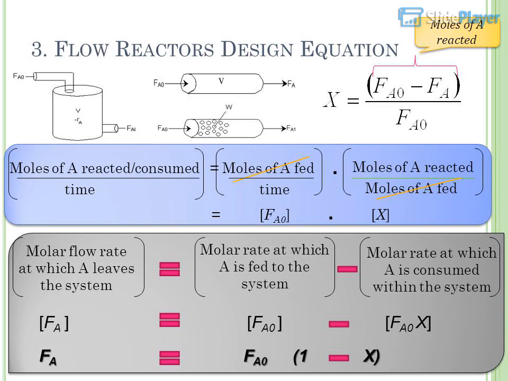3. Flow reactors design equation. Moles of A reacted, or consumed, equals moles of A fed times moles of A reacted per mole of A fed, which equals F_A0 X. F_A0 is the molar rate at which A is fed to the system, F_A0 X is the molar rate at which A is consumed within the system, and F_A is the molar flow rate at which A leaves the system. F_A equals F_A0 minus F_A0 X, which is F_A0 times (1 minus X).